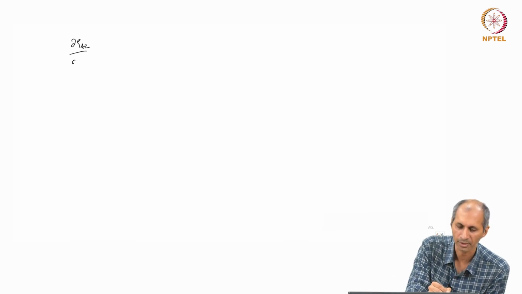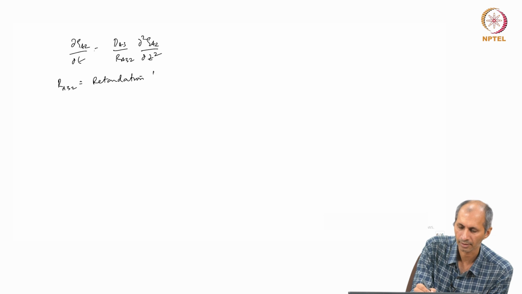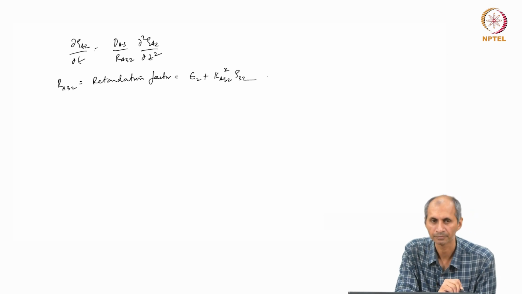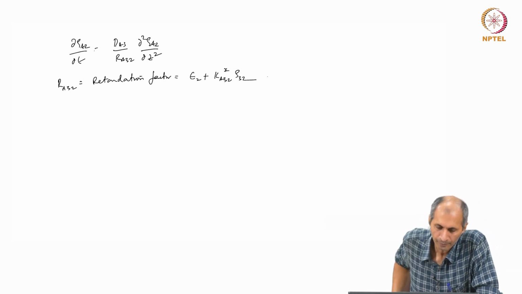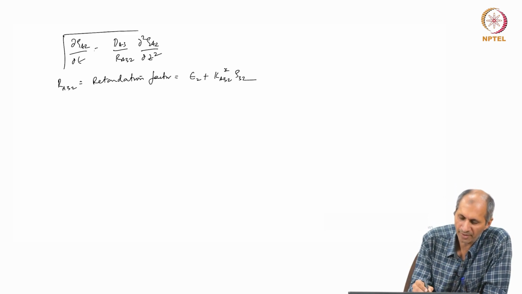So we write this equation as dou rho A2 by dou T equals dA3 divided by RA32, where RA32 is called the retardation factor, equal to epsilon 2 plus rho 32 Ka32. So now we have to solve this equation.